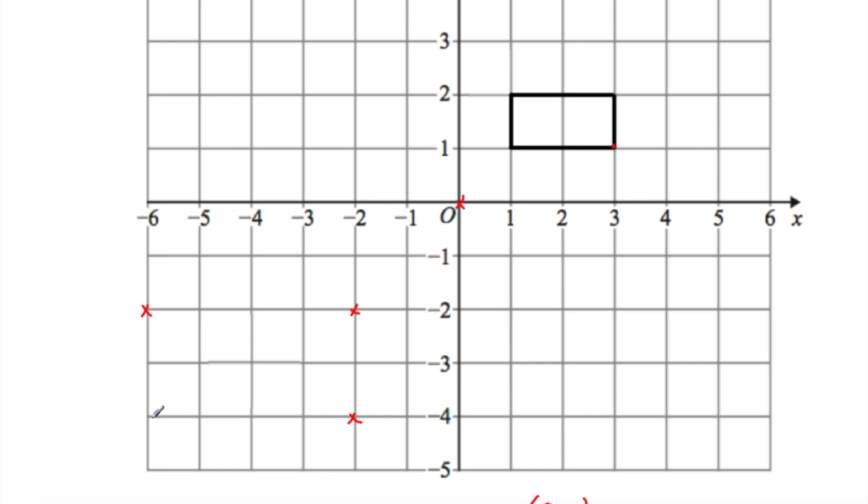And finally, this point here, you can see it's going to be there, but let's just check it. 3 to the right and 2 up. So we're going to go 6 to the left and 4 down. So 6 to the left and 4 down. 1, 2, 3, 4. So that's it. So we've got our 4 points.